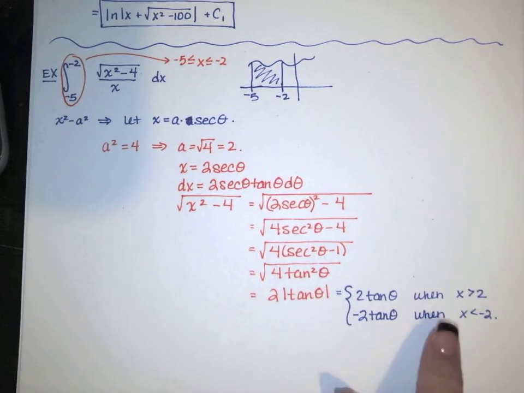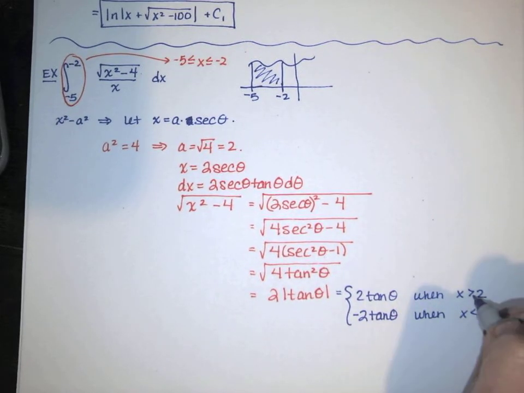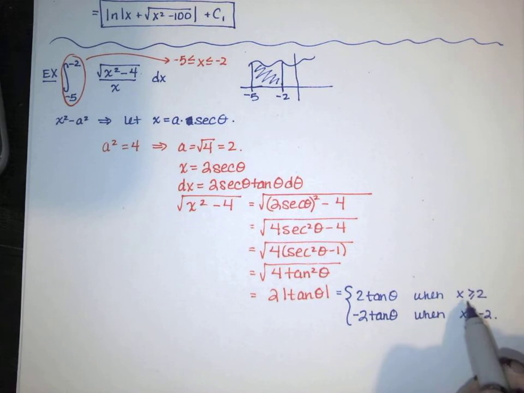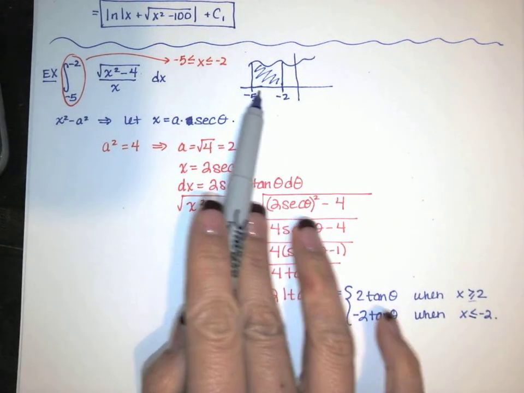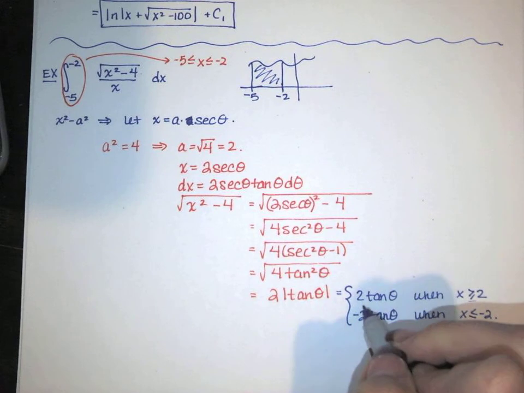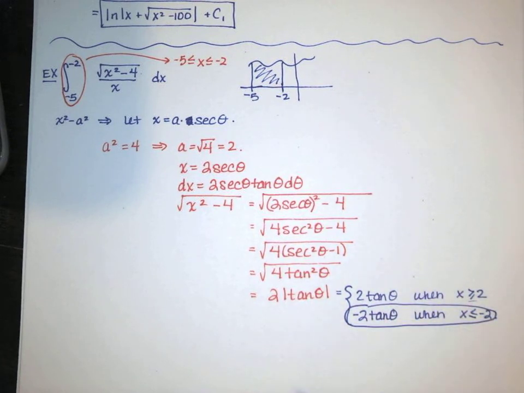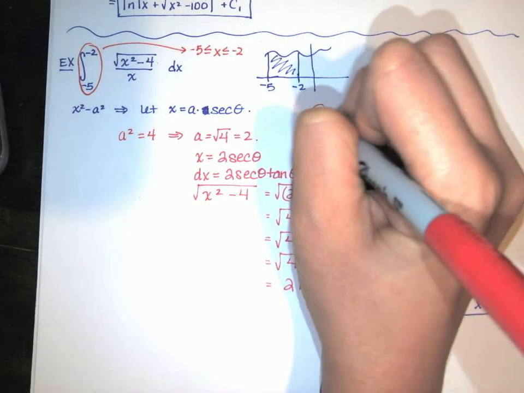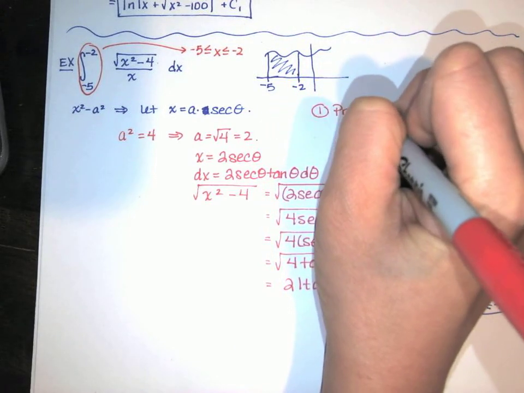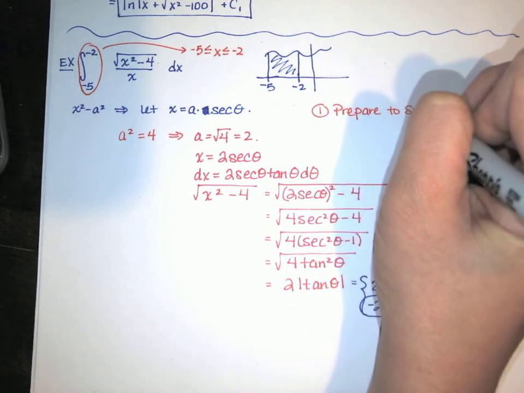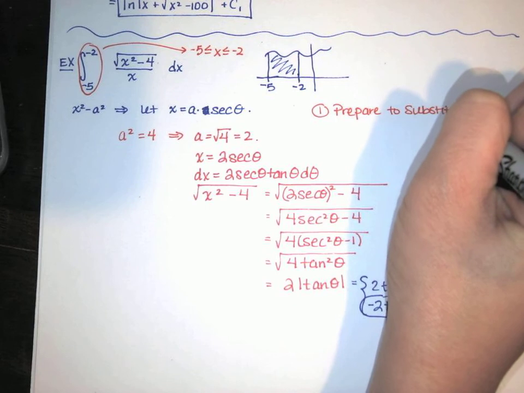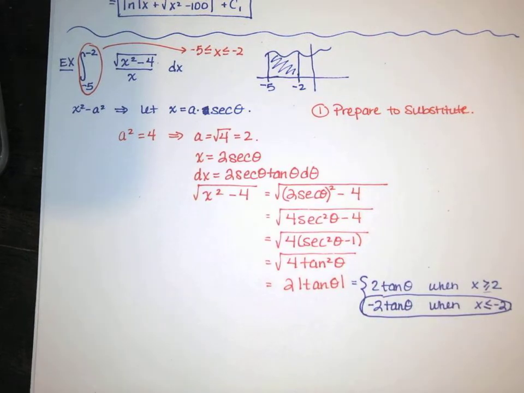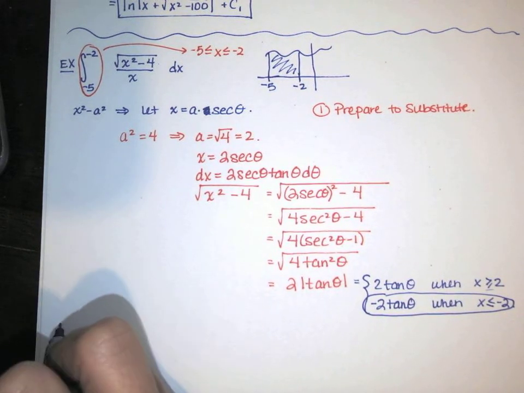So which one is it? Is x less than -2? It just should be greater than or equal to and less than or equal to. Or is it this one? Well, clearly from my picture, x is less than -2. So I'm in this case. So that's the one that we're going to use. So our first step was to prepare to substitute. And we've prepared. Now let's substitute.